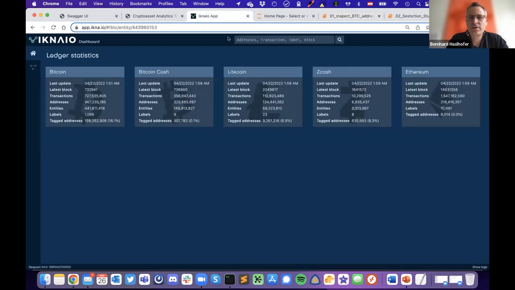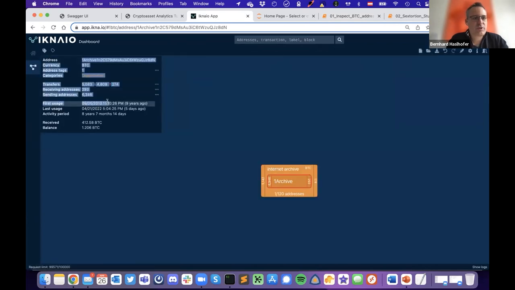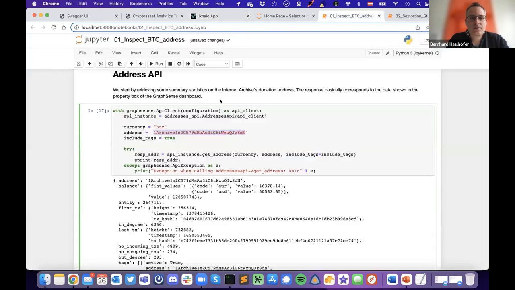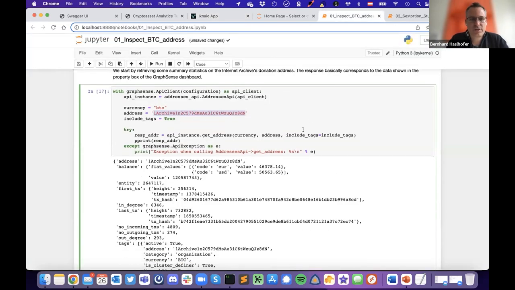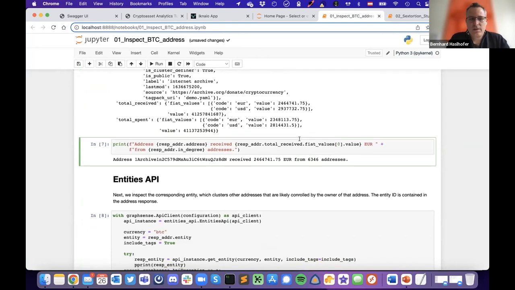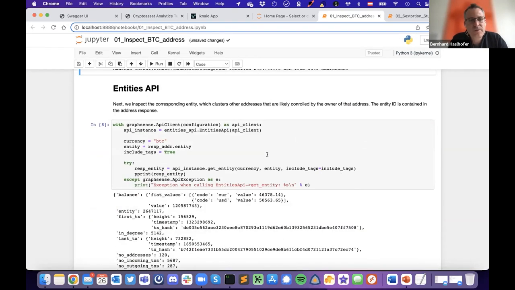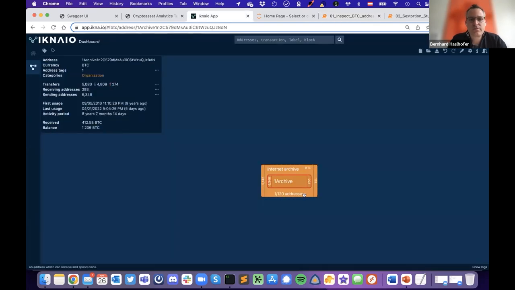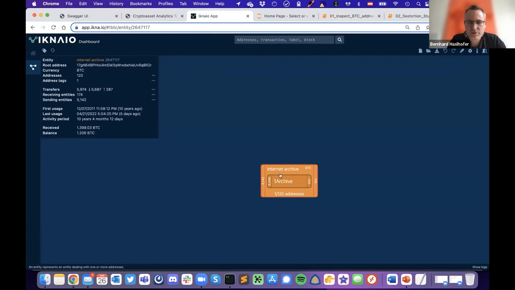So this is essentially, if I'm going back to this example, this is essentially the properties you find in this box. So you can simply query it using the Python API and do whatever you want to do, for instance, computing how much money it received. What you can then do, so this is a very common workflow, that you start from a single address and then you immediately jump on the entity level. So you basically jump on the level of the surrounding box, because you're typically interested in the summary statistics for the entire entity.